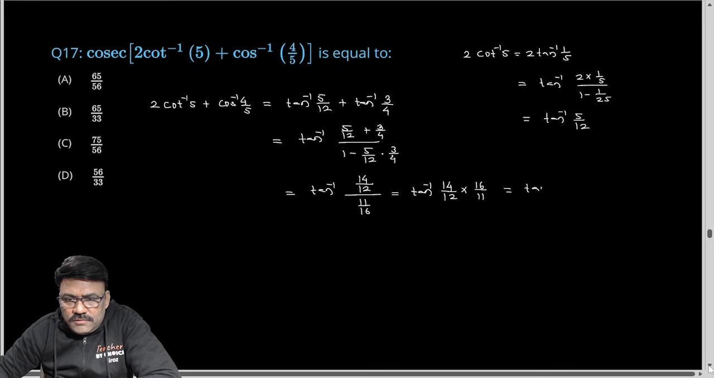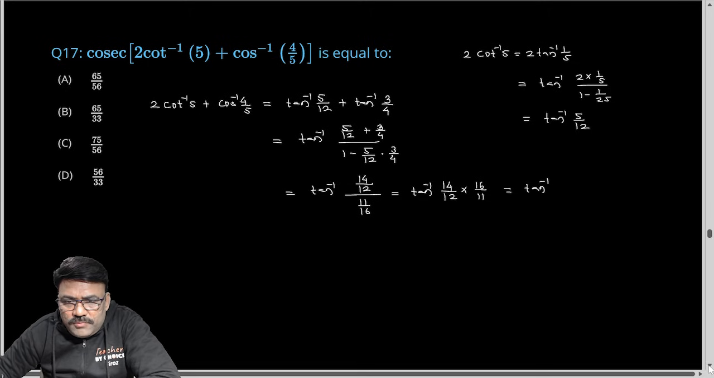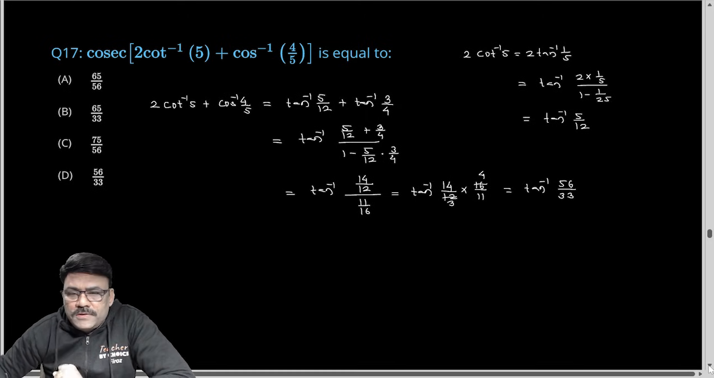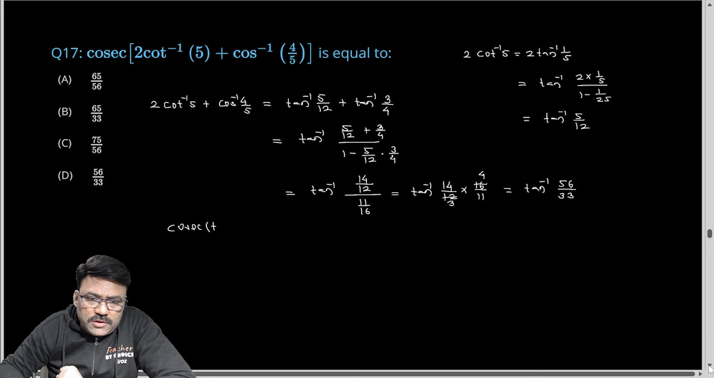So then it is tan inverse. Cancel it. So this will be 3, this will be 4. So I'm getting tan inverse 56 by 33. Right? So now you have to get the value of cosecant of tan inverse 56 by 33.